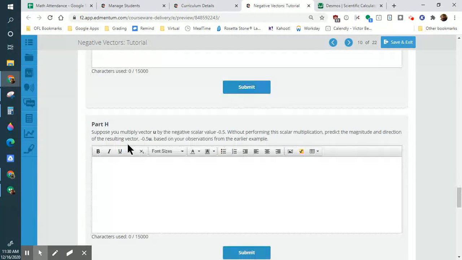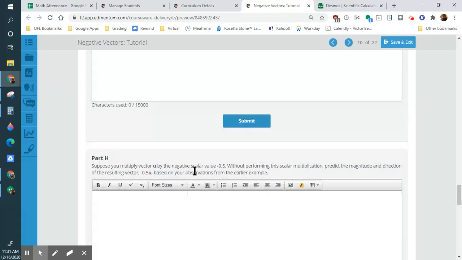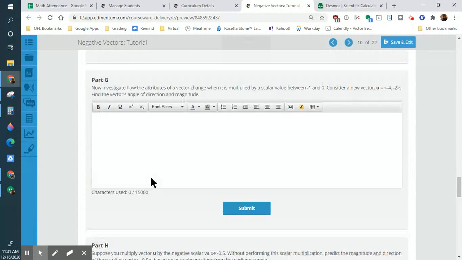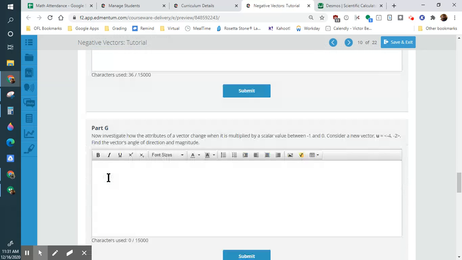Suppose without performing a scalar multiplication, predict the magnitude of the vector. Suppose your observations from the earlier examples. So, do we have a vector u? Oh, there it is. Yeah, vector u. Oh, wait. I think I skipped part G. I'm sorry. Now investigate the attributes of this zero vector. Consider the new vector this. Okay, so I didn't realize they were giving us a new vector for part G.